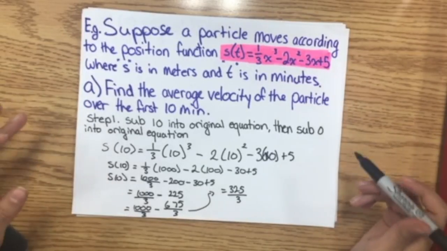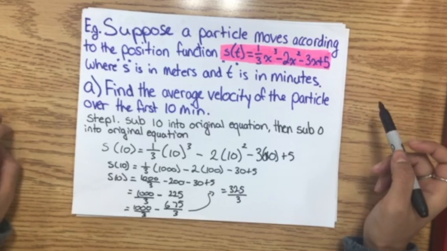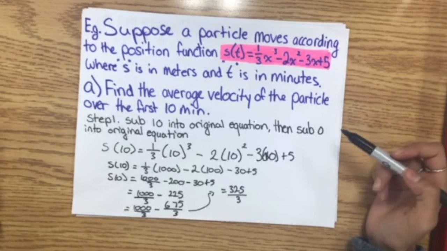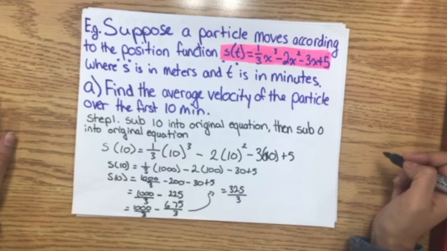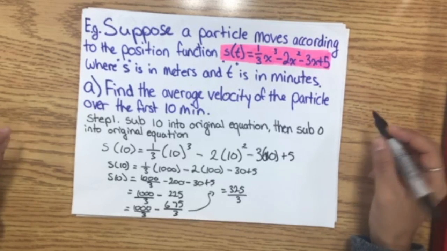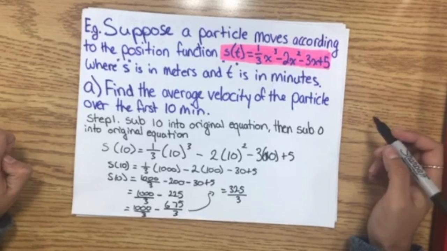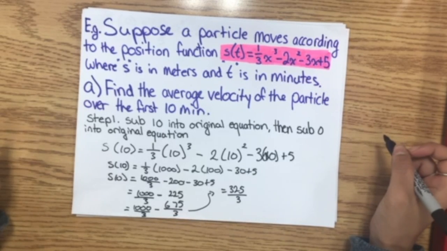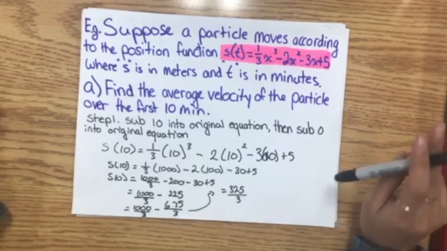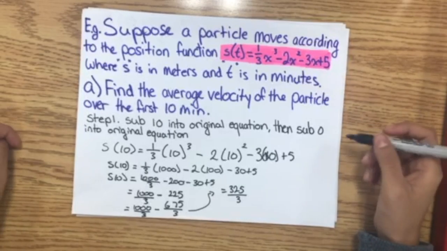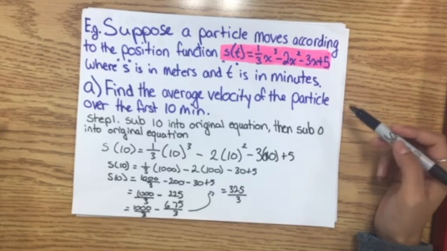An example of this would be: suppose a particle moves according to the position function s at t, which is equal to 1/3 t cubed minus 2t squared minus 3t plus 5, where s is in meters and t is in minutes. For question A, it says, find the average velocity of the particle over the first 10 minutes.